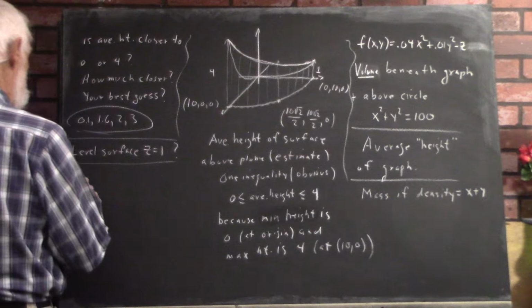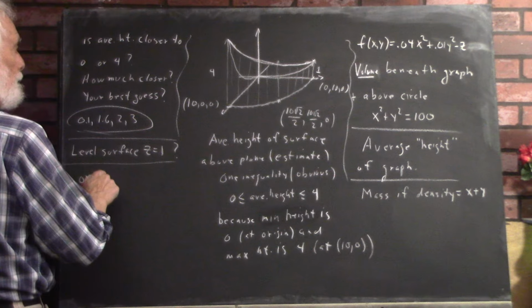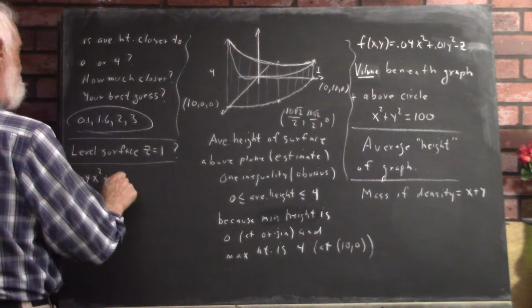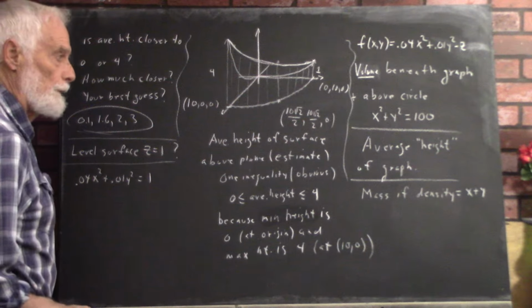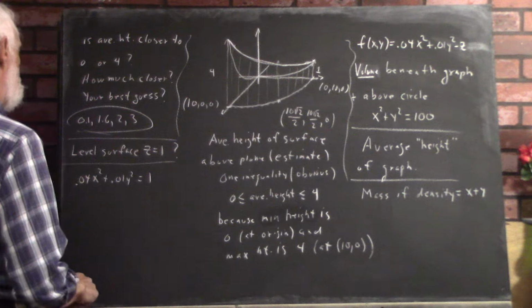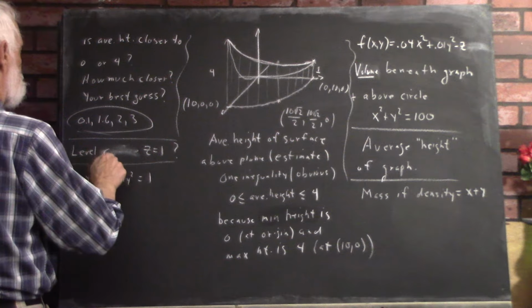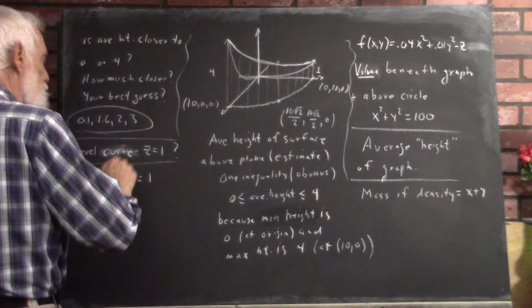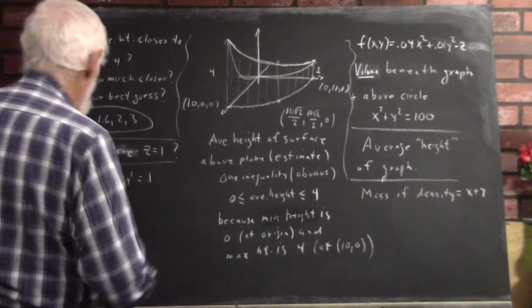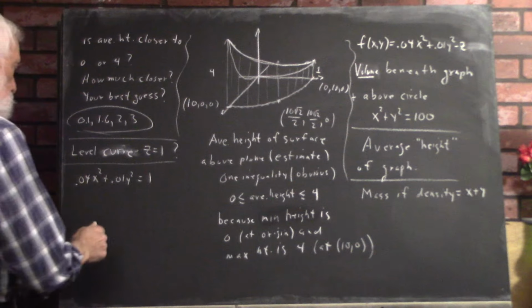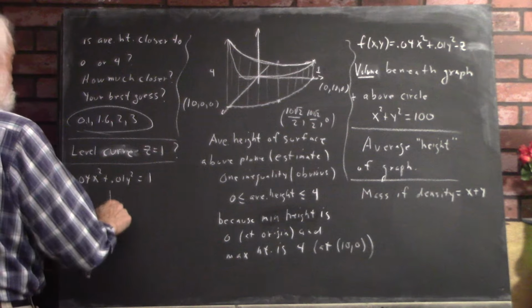Okay, level surface is A equals 1. That means the surface 0.04 x squared plus 0.01 y squared equals 1. And I say level surface, I should have said level curve z equals 1. I'm imagining the thing up on the surface, and I wrote the wrong word there. Okay, this is an ellipse, and I'm just going to sketch it.